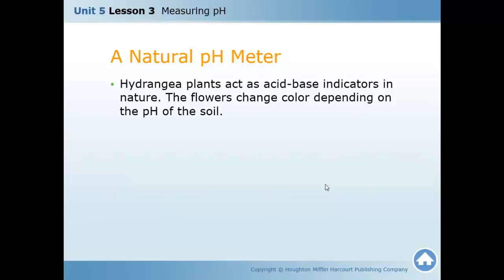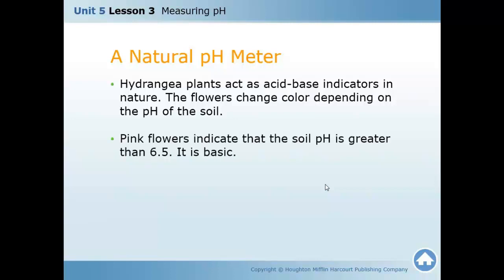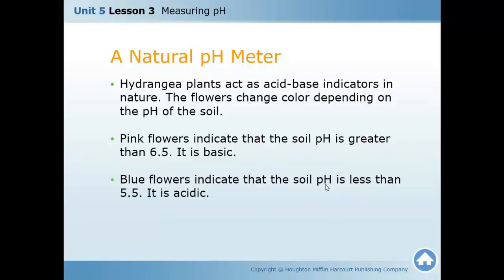The pink flower indicates that the soil pH is greater than 6.5, so the soil is basic. So when I find a pink flower, it means that this soil has a pH more than 6.5. It means it's a basic soil. A blue flower indicates that the soil pH is less than 5.5, so the soil is acidic.